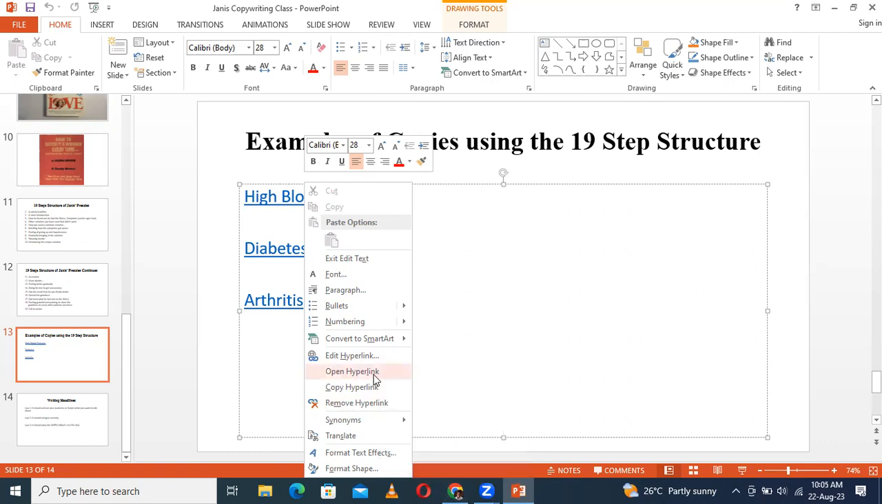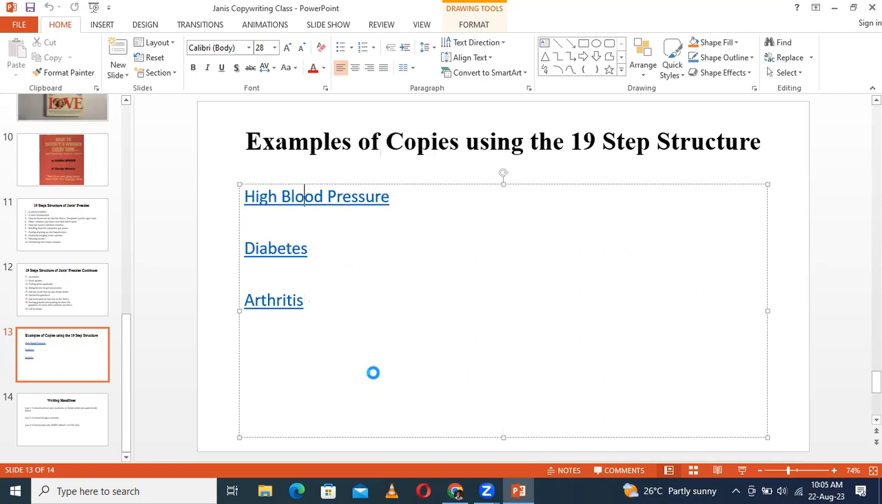Okay, so let's proceed. Let me open the hyperlink, so we can review it and you see how that 19-step structure of a Janice pre-sale works. You see how the 19-step pre-sale structure works live. That's how I'm showing you guys this.